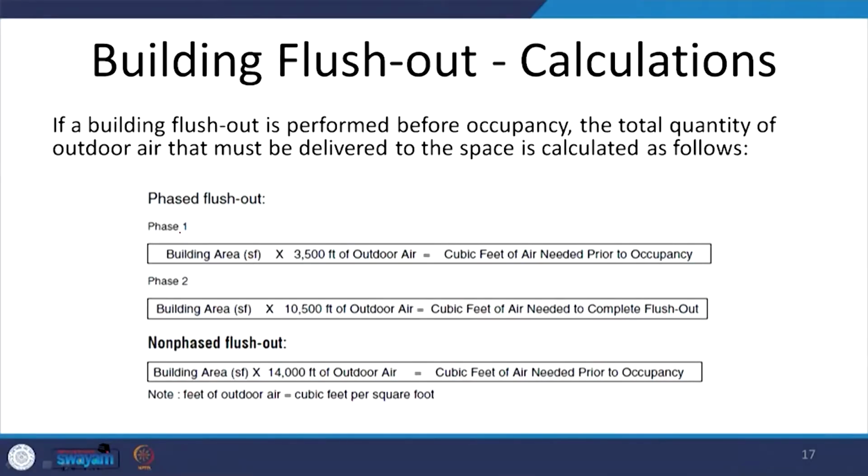In case it is phase-wise, we can plan it in two different phases, where the first is a smaller phase, where per square feet of floor area around 3,500 cubic feet of outdoor air is to be supplied and the flush out happens, and then the next phase begins where 10,500 cubic feet of outdoor air will be supplied. In case it is a non-phased flush out, we will directly flush out at the rate prescribed by the standard, which is 14,000 cubic feet of outdoor air, and the total flush volume of air will be calculated and it will be flushed out prior to occupancy.